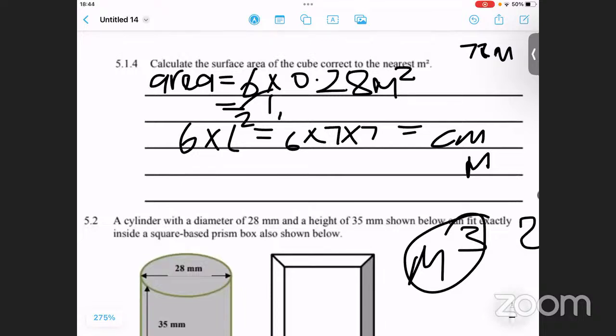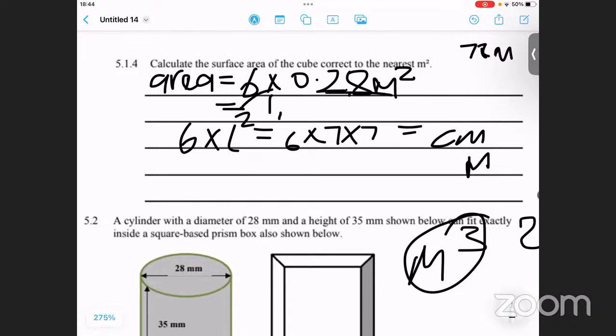So the 6 is for the number of faces. Remember, a cube has 6 faces, and we have already calculated the area of the base, and all the faces are equal. So it's easier for us to calculate the surface area of a cube if we have already calculated the area of the base. And what is 6 multiplied by 0.28?